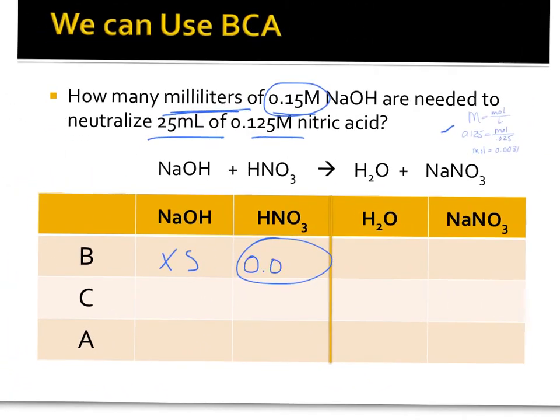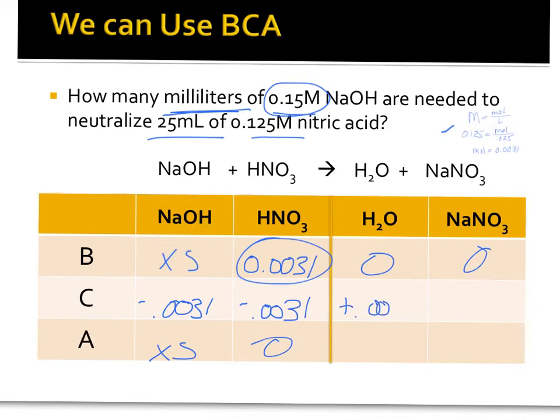So we have 0.0031. We have excess. Of course, our water and our NaNO3 are 0. So we're going to subtract out the 0.0031 and be left with 0. The excess, it's a 1-to-1 ratio, so we're still going to use the 0.0031. We'll be left over with excess. 1-to-1 across all of it, so we're going to add 0.0031 here and add another 0.0031 here. All right, so that fills in our BCA table.